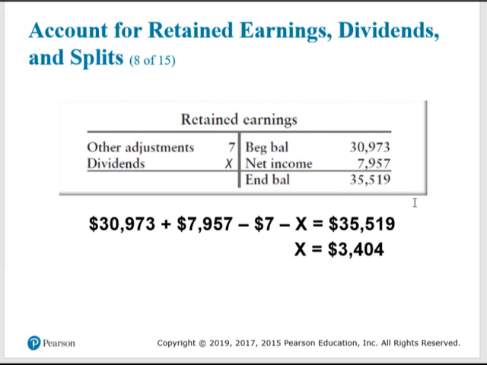An example of playing with the numbers you know to figure out the one you don't. In this case, you don't know dividends, but you know beginning and ending retained earnings and net income.